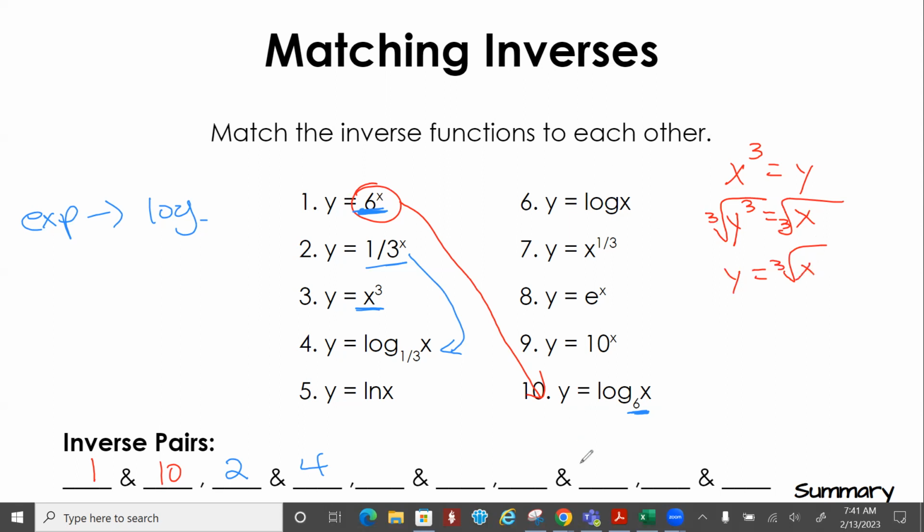So which one of these looks like this? Do any of them look like that? No. Well, is there another way we can write the cubic root of something? Yeah. We can write it as x to the 1/3, right? Well, is that an option? Yeah. Okay, so 3 and 7 are going to be inverses of each other.